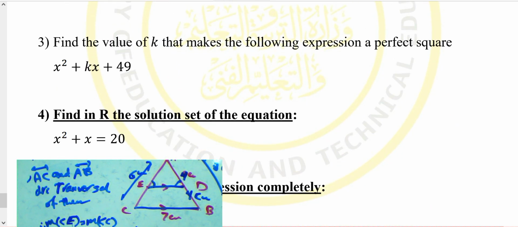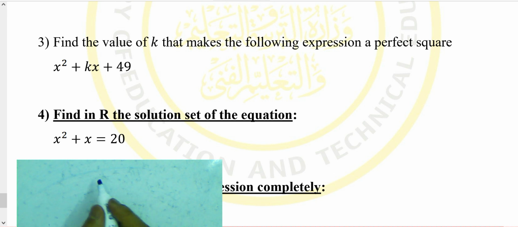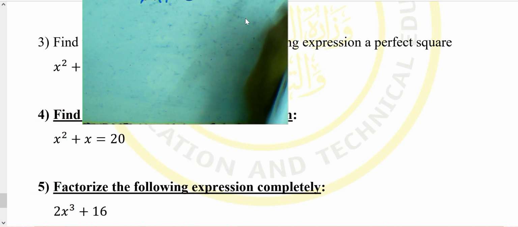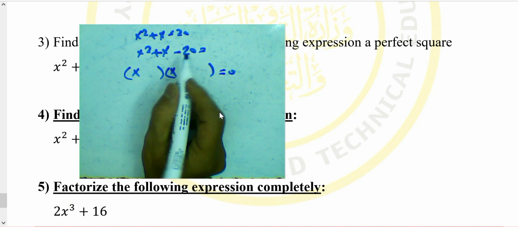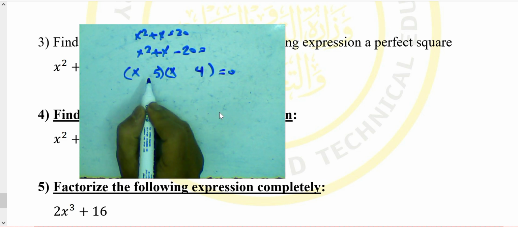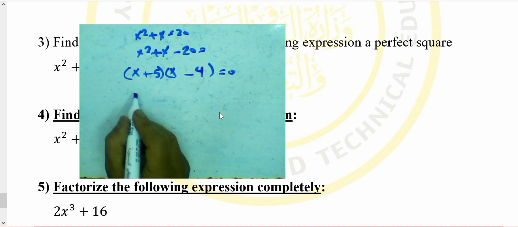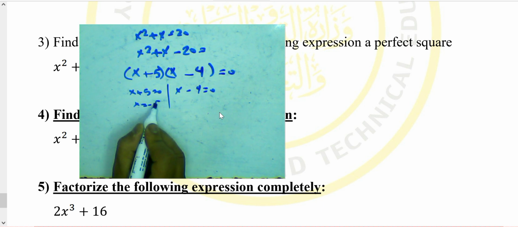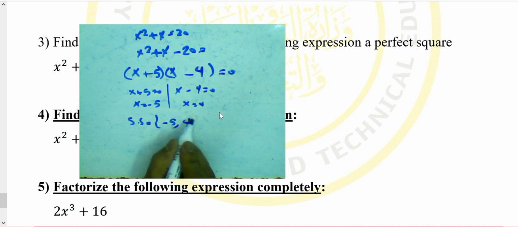Next question. Find the solution set of the following equation. We can write x power 2 plus x equals 20, and then move 20 from the right hand side to the left hand side, and then you can factorize this expression. x times x is x power 2. We want two numbers whose product equals 20, 4 times 5, and the difference between them is 1. The greatest number 5 is in the middle, and it will be positive. Then x plus 5 equals 0, or x minus 4 equals 0. Then the value of x equals negative 5 or x equals 4. Then the solution set will be negative 5 and 4.